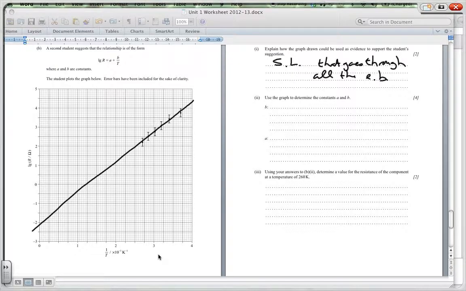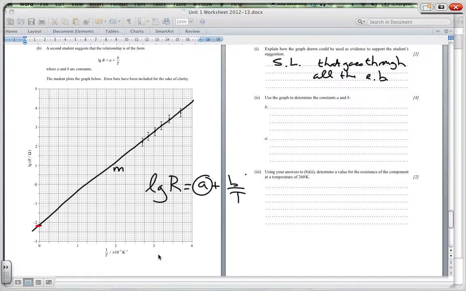Okay, and this over here would be your intercept, your vertical intercept, and obviously you're going to have your slope. So use the graph to determine the constants a and b. As I said before, we've got that the log of r is equal to a plus b over t. So this a will be your vertical intercept. So it's this value over here.